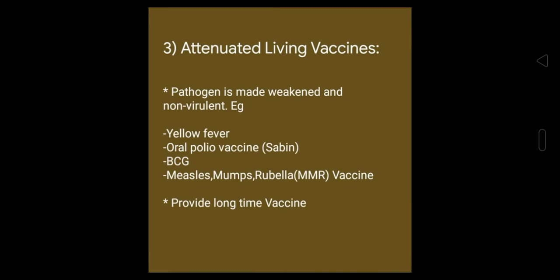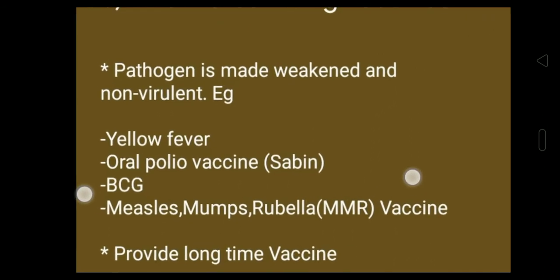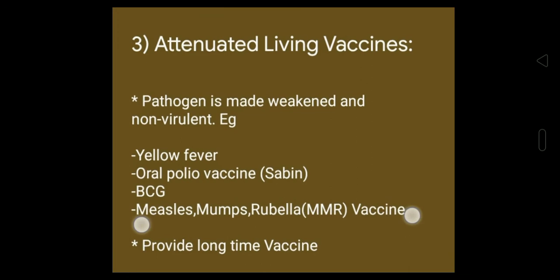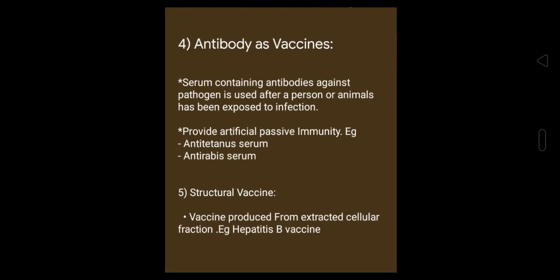Now let's move on. Other is attenuated living vaccines. The pathogen is made weakened and non-virulent, as I have already mentioned. For example, yellow fever, oral polio vaccine, Sabin, BCG, measles, mumps, rubella, MMR vaccine. They provide long-term immunity. Yeah, of course. So now let's move on.